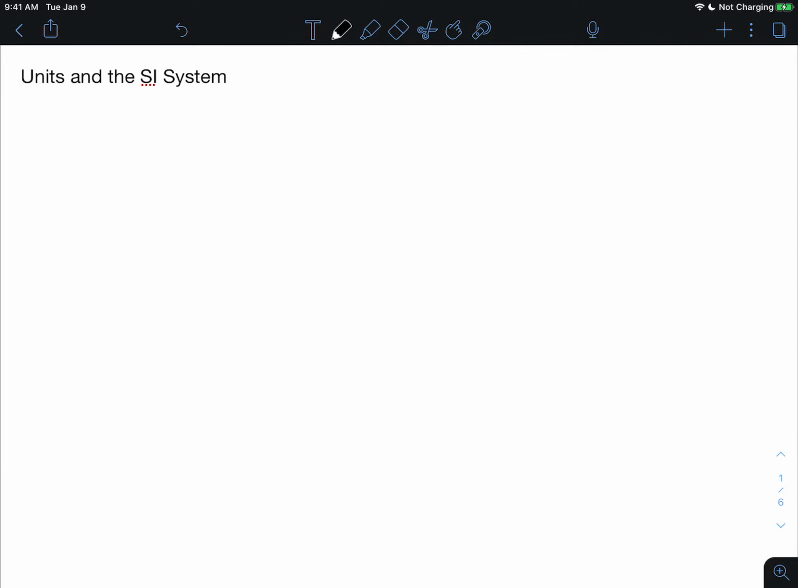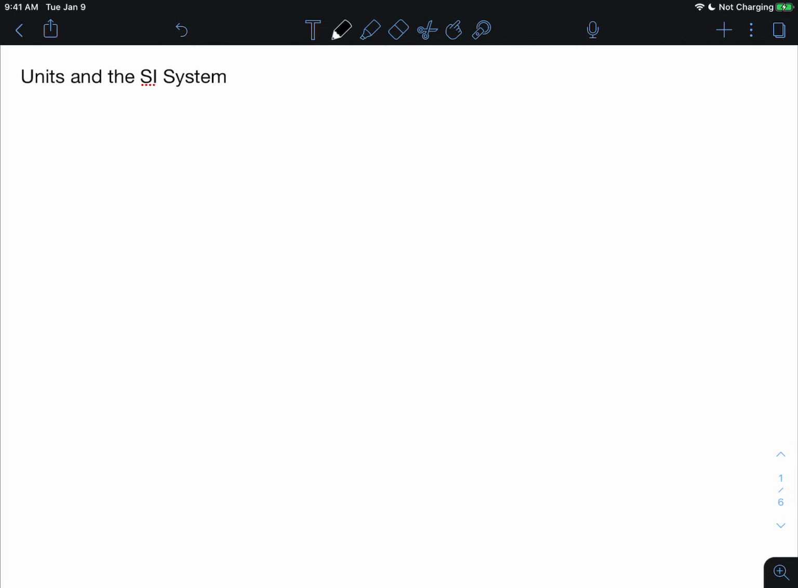Hey guys, in this video we're really looking at units and the SI system. So in this video we will be able to list the base SI units, use the appropriate SI units for defined quantities, and be able to recall the common metric prefixes used to define quantities.